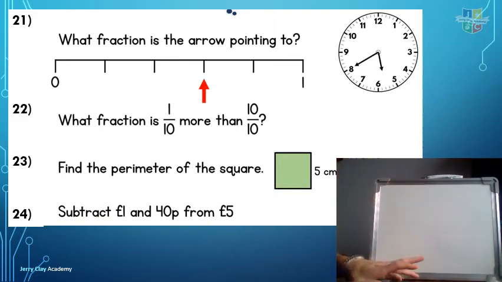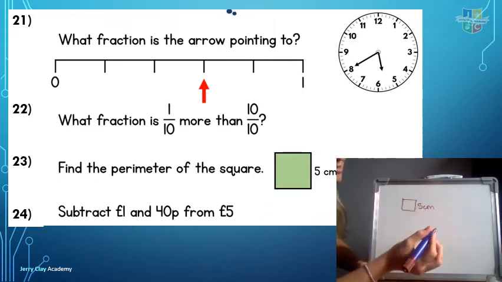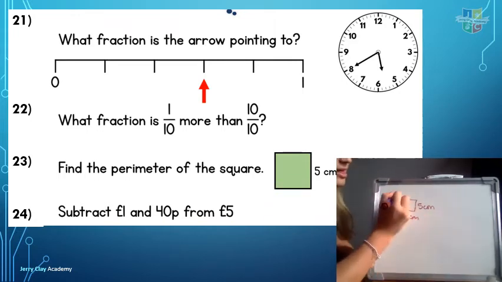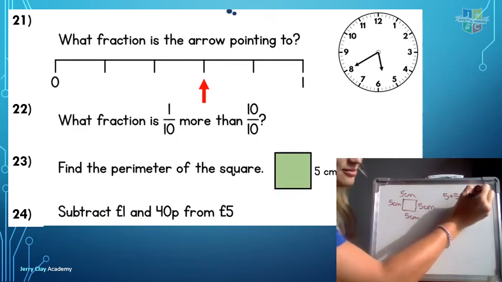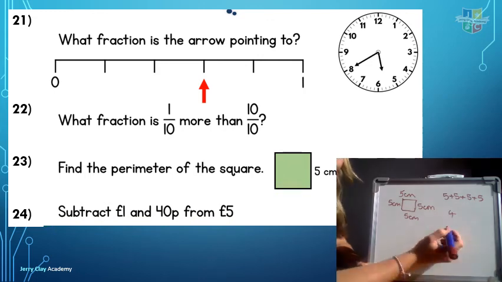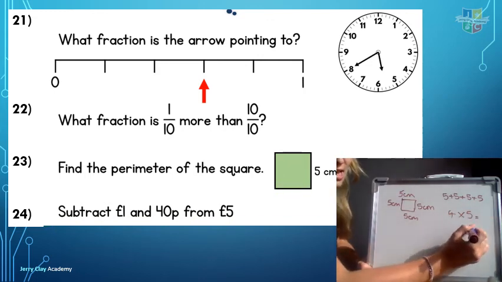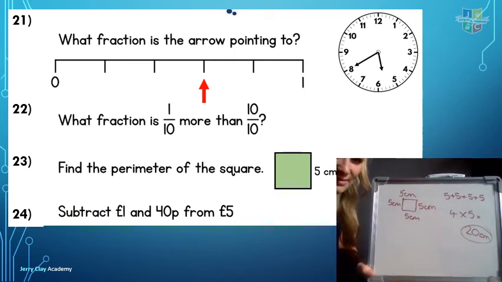Okay, the next one was saying you wanted to find the perimeter of the square. Now the square, we knew that one side was worth 5 centimetres. Now we know that a square, every single side is going to be the same length. So each side is going to be worth 5 centimetres. So you could have done 5, add 5, add 5, add 5, or we know there are 4 sides, each is worth 5, so we could have done 4 lots of 5 to find that your answer was 20 centimetres. Well done if you got that one correct.